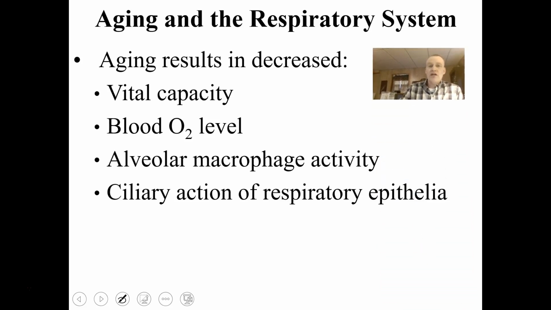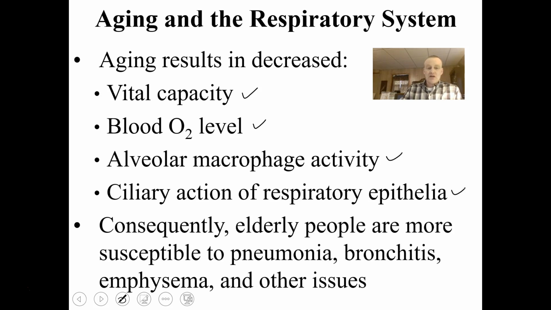Well, a lot occurs with age. As we age, we will reduce our vital capacity, we'll reduce our blood oxygen levels, the alveolar macrophage activity will decrease, and so will the ciliary action of the respiratory epithelia. So a lot of things begin to decrease as we age. The elasticity gets less and less in your alveoli as well. The more you can exercise, keep a good diet, and not smoke, the longer lasting your respiratory system will be.